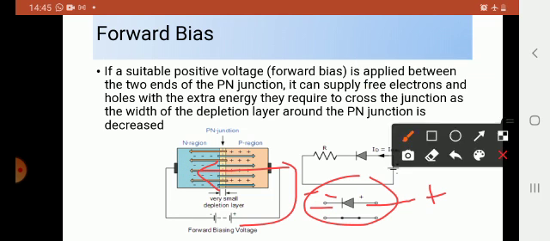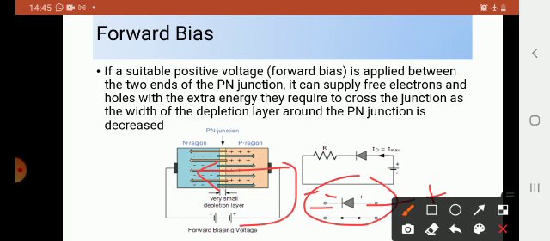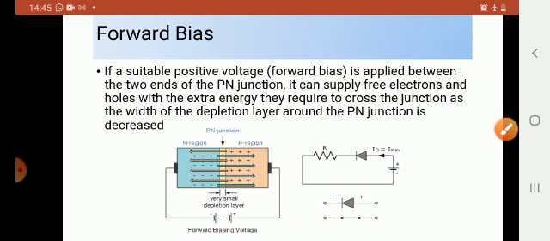Why do we call it forward bias? Because it allows current to pass through. Fine. So it can supply free electrons and holes with the extra energy they require to cross this junction. As the width of the depletion layer around the PN junction decreases, electron flow becomes easy. In this way, current can flow. So this is known as forward bias.